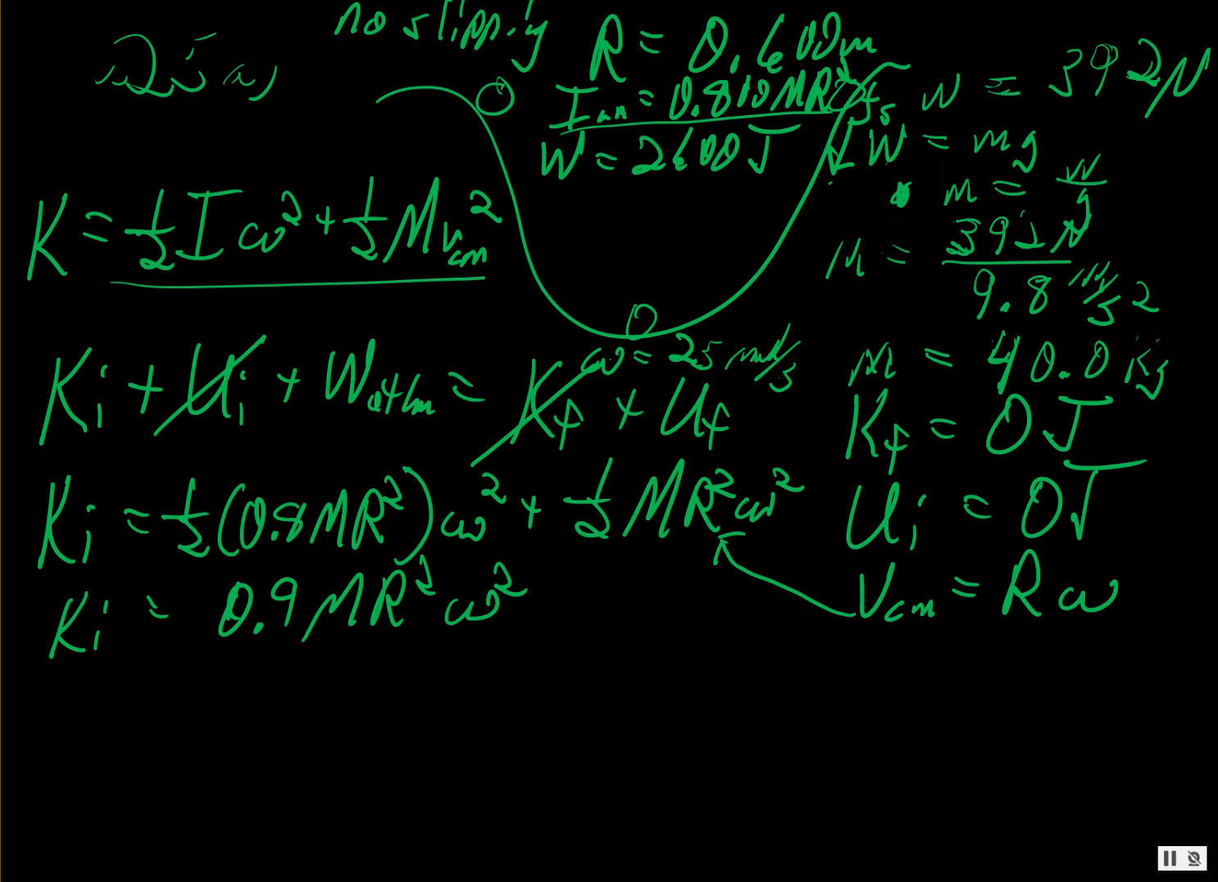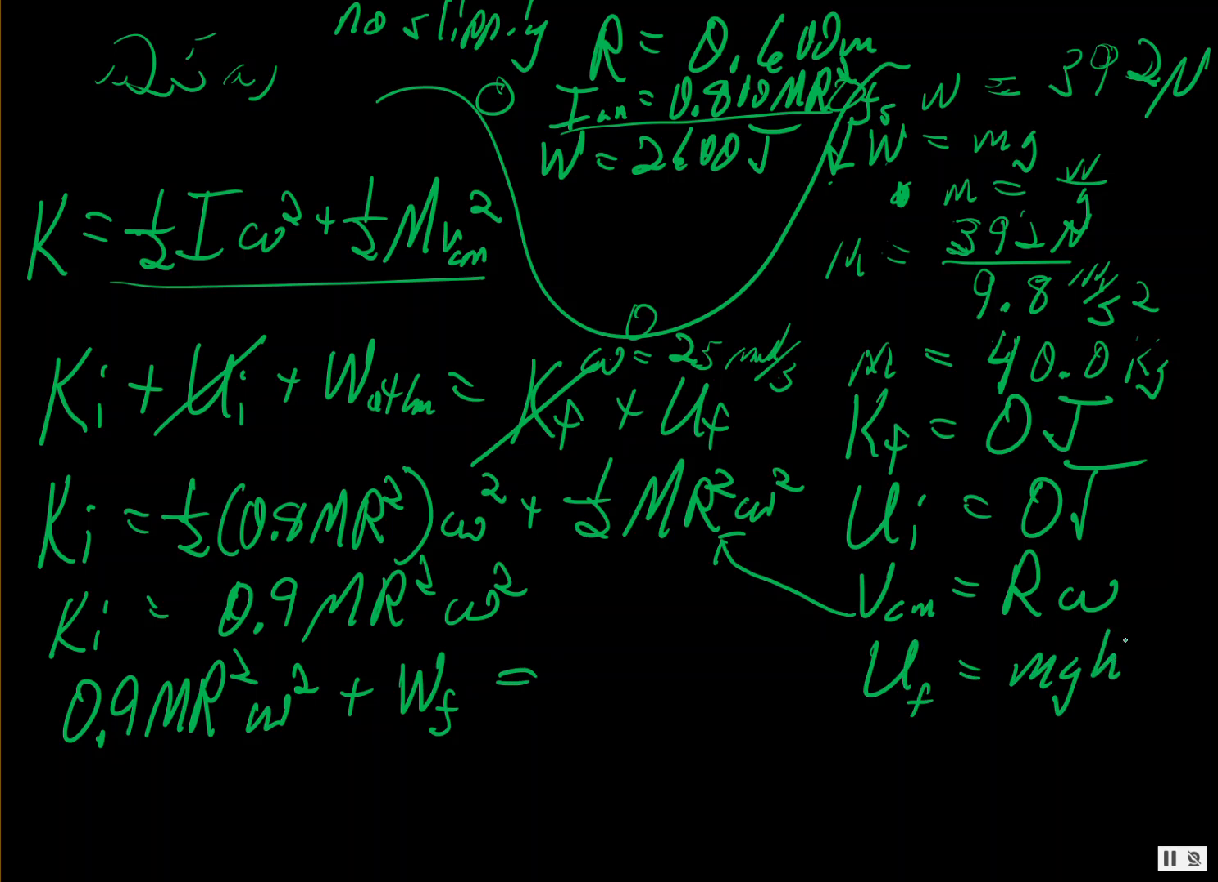So we know our kinetic energy is 0.9 mr squared omega squared, plus work other, and work other is going to be the work done by friction, which is equal to, well, how do we find the potential energy? Well, it's mgh. Now, what are we looking for here? We're looking for the height, aren't we? Calculate h, okay? So we get mgh, right there.